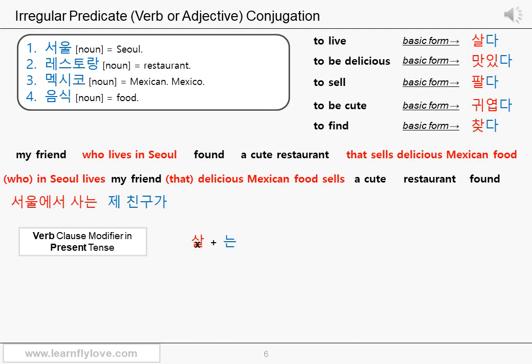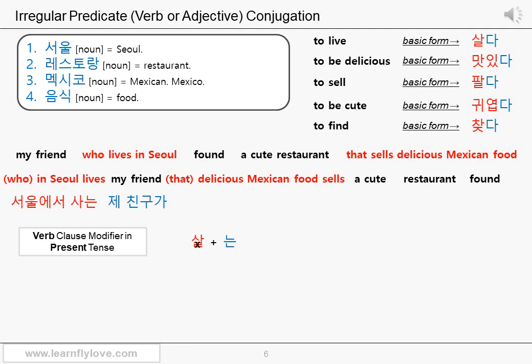Mexican food is the object of the verb sell. Therefore, you can add the object particle 을 or 를 to it. Keep that in mind. Let's rearrange the words in this clause. Let's ignore that because we don't need it. An adjective "delicious" comes before the Mexican food part because it modifies Mexican food. And the verb "sell" comes at the end of the sentence. It's easy. That delicious Mexican food sells.